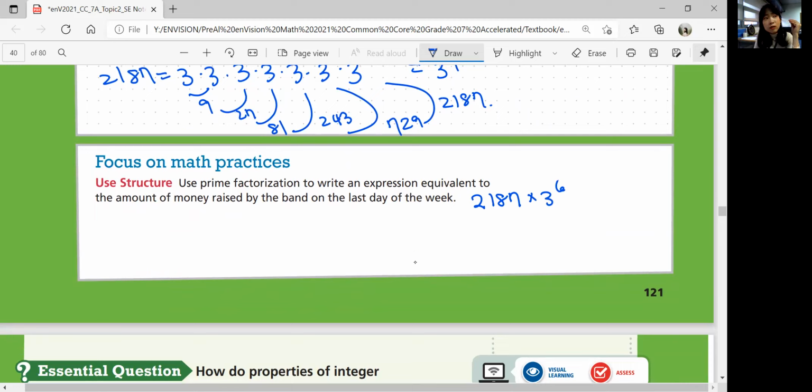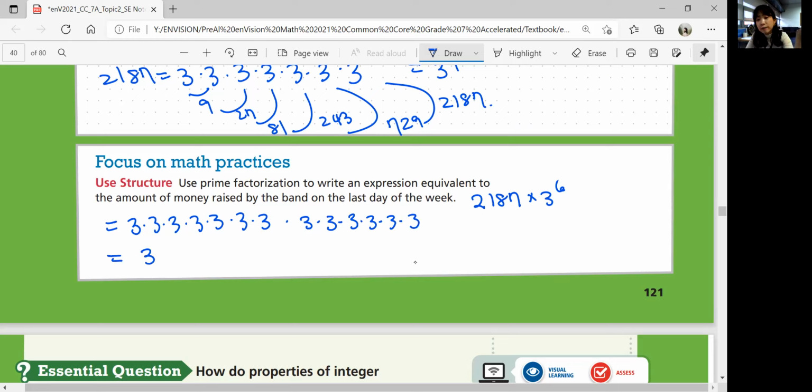Use prime factorization. How many 3s in total are you multiplying? So you already have 7 threes, right, for 2,187. And then you multiply 3 6 more times to get the amount of money raised by the band on the last day of the week. Not total, but the last day of the week. 1, 2, 3, 4, 5, 6 more. So in total, how many threes are you multiplying? 3 to the power of 13. So that is called the prime factorization.